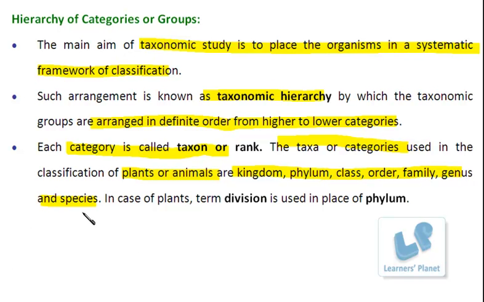Further, species are definitely subdivided into subspecies or varieties and so on, right? But the main hierarchical levels or the taxa are the kingdom, phylum, class, order, family, genus, and the species. Fine. In the case of plants, kingdom is subdivided into the division. In this case, the word phylum is replaced with the term division. Just remember this point whenever you are following the classification, right?